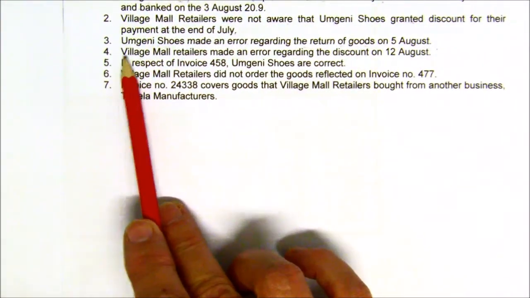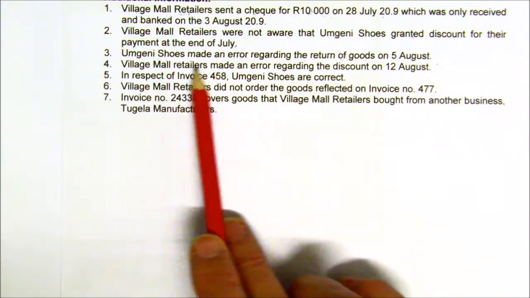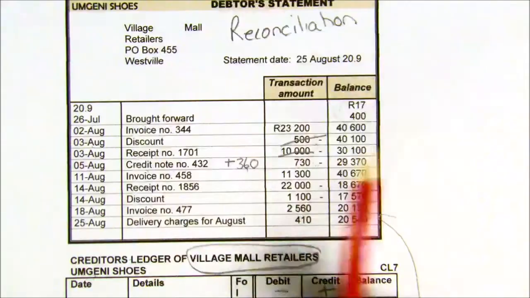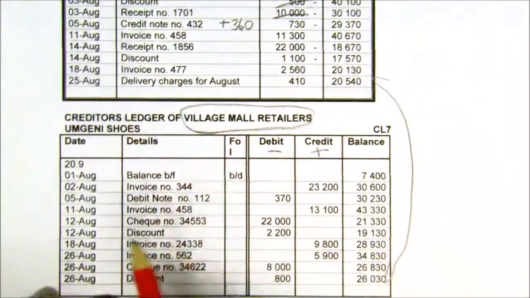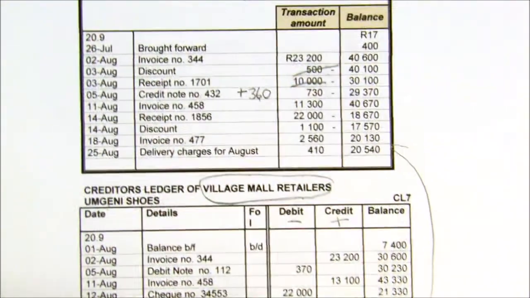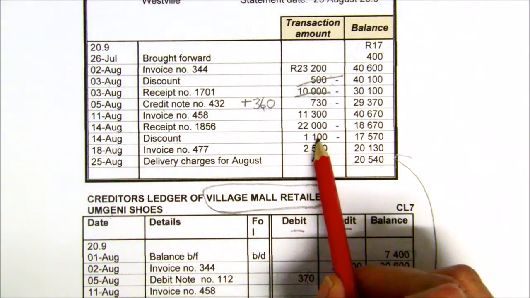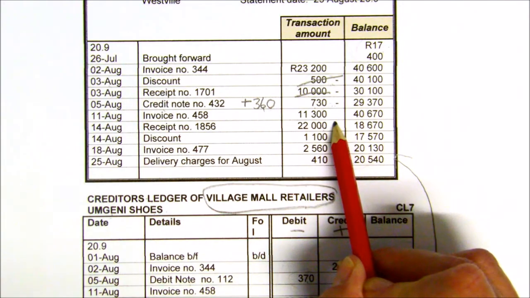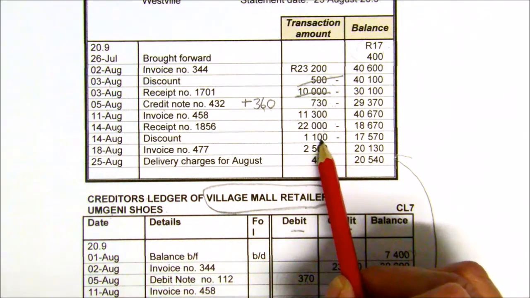Right, on number 4, Village Mall, that's us, made an error regarding the discount on the 12th. So again, identified first. On the 12th, we paid 22,000, which we would have minused, and we minus 2,200. If we go up here, though, we will see that they gave us a receipt for the 22,000, and they only gave us a discount of 1,100.